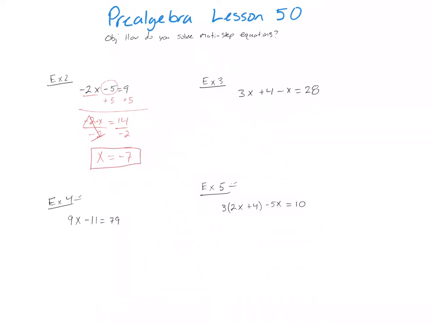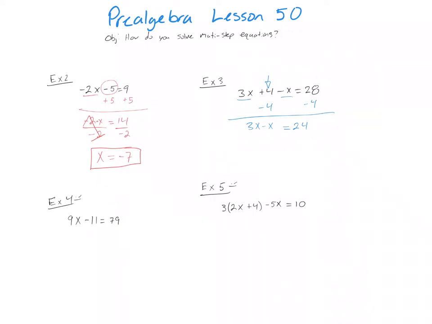The next one is example 3, and I'm going to try to get everything with an x on one side, everything without an x on the other. So I'm noticing that this one and this one both have x's, so I'll leave that alone. This one right here does not have an x, so I'm going to subtract 4 and subtract 4. It's going to give me 3x minus x is going to equal 24.